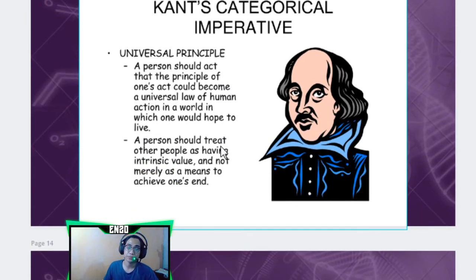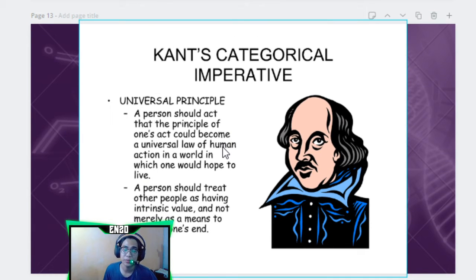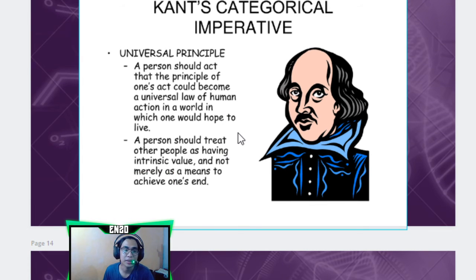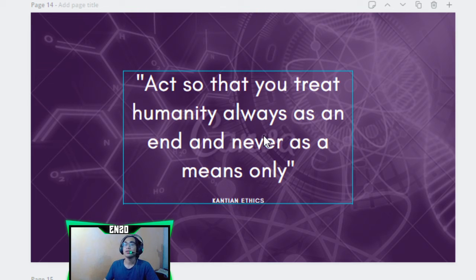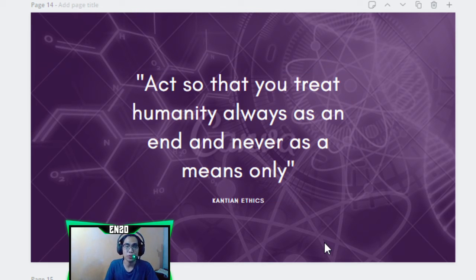So that's how it is. Now, key points of Kant's categorical imperative. The universal principle: a person should act so that the principle of one's act could become a universal law of human action in a world in which one would hope to live. A person should treat other people as having intrinsic value and not merely as a means to achieve one's end. This is the quote that really struck me when it comes to Kantian ethics: act so that you treat humanity always as an end and never as a means only. So you should never take people for granted.